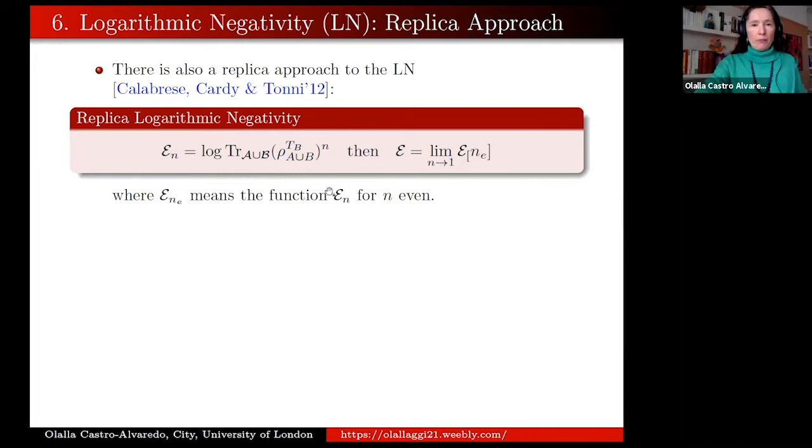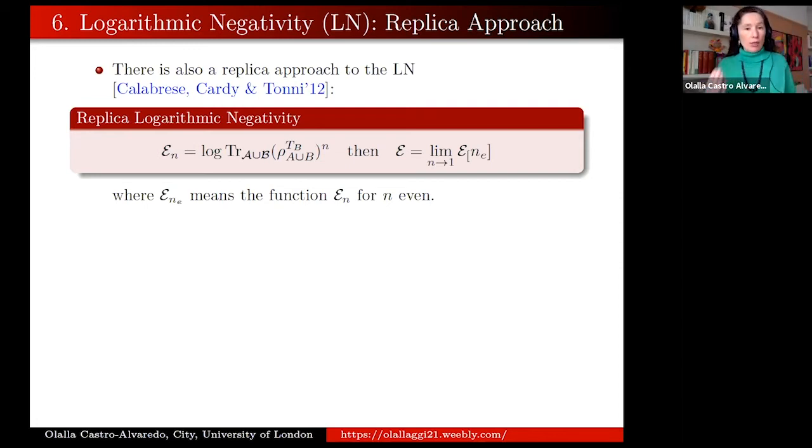So what does this mean? Well, it means that when we compute these powers of rho to the n, take the trace and then the log, we want to compute lots of those, but we want to compute them only for n even. Okay, so suppose we compute them for 2, for 4, for 6, for 8. We find the function for n even, and then we analytically continue that function to n equals 1.